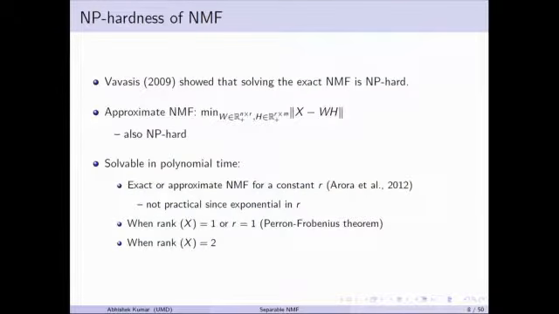So in 2009, it was shown that the problem of exact NMF is NP hard. So it also means that the approximate NMF problem is also NP hard. Now I'll mention a few problems that are solvable in polynomial time. The first problem that can be solved in polynomial time is if we treat the inner dimension of the factorization as constant. In that case, the complexity is polynomial in n and m, but still it is exponential in R, so it's not very practical.